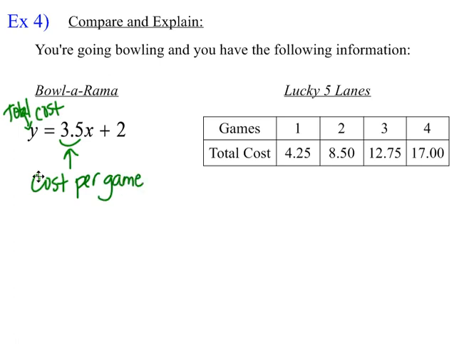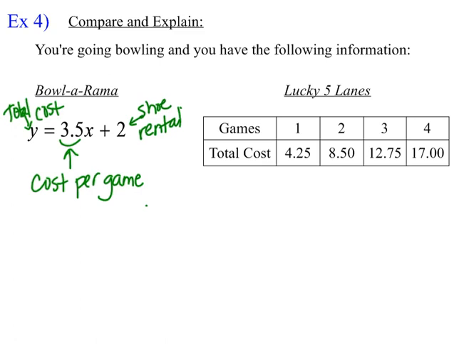So this 3.5 is going to represent that cost per game. That means this fixed number, this additional 2, this fixed fee, because it's fixed, it's not changing, it's not being multiplied by anything. In terms of bowling, it's probably the shoe rental. So at Bowl-O-Rama, we're going to pay $2 to rent shoes, and then what we're going to do from there is pay 3.5 per game.